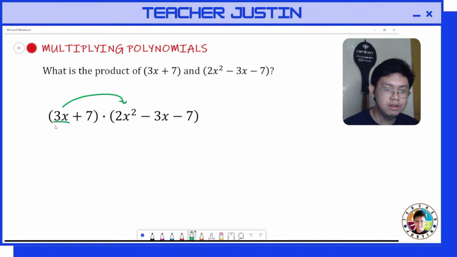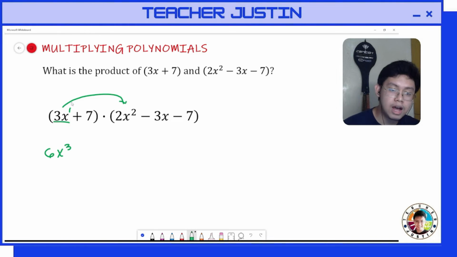When we multiply, coefficient times coefficient, variable by variable. So 3 times 2, 6, and then x times x squared. We have to copy the variable and then add the exponent. So the exponent of x here is 1. 1 plus 2 is 3. So their product will be 6x cubed.